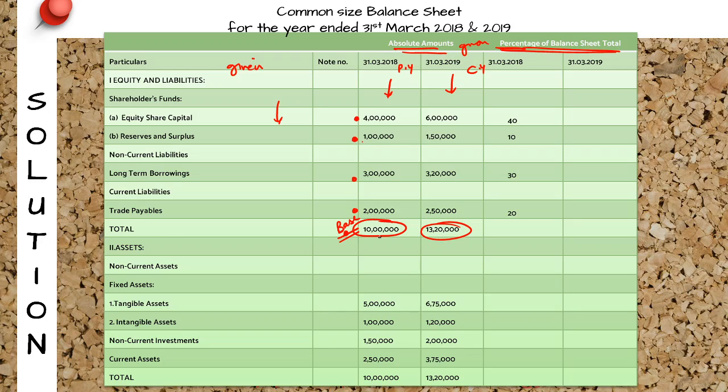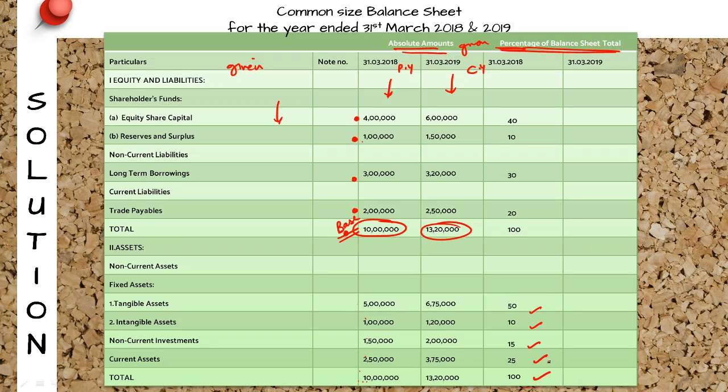Obviously, whichever thing has been taken as the base, for it the percentage would always be 100. That's obvious. Then we repeat the same thing for the remaining elements that are given in the balance sheet, and we find out the percentages. So 5 lakh upon 10 lakh, 1 lakh by 10 lakh, 1 lakh 50 by 10 lakh and 2 lakh 50 by 10 lakh into 100 gives us these respective percentages, right?